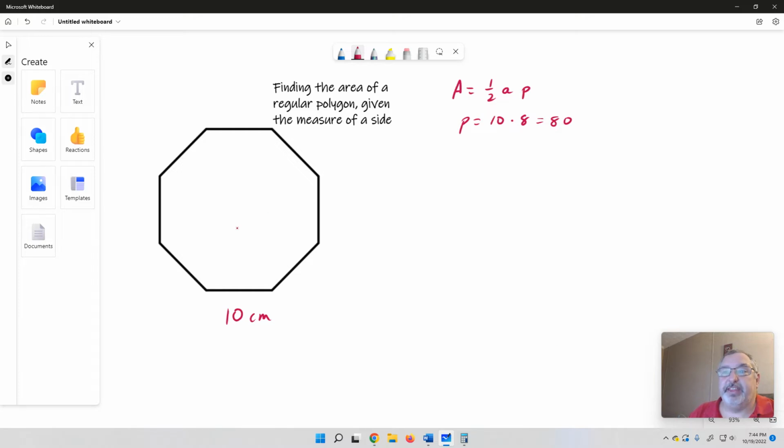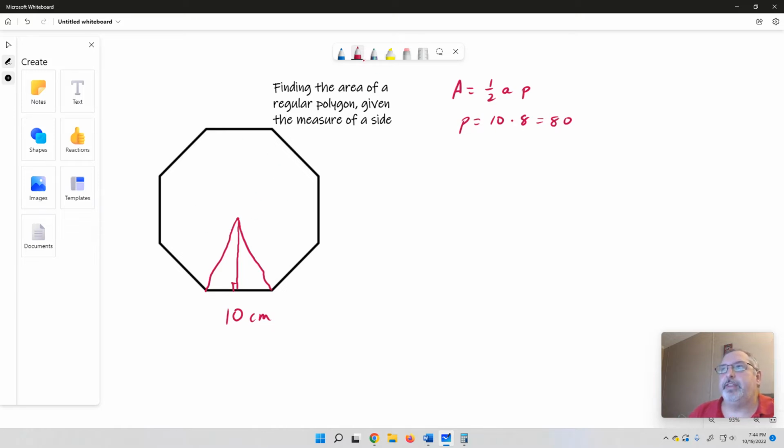Now I need to find the apothem. If you remember, the apothem is the distance from the center of the figure to the midpoint of one of the sides. It forms a right angle there. So that's why we're going to need to apply a trigonometric ratio, because we're going to end up with a right triangle to solve. Let's take a look. Remember, this could be split up into 8 triangles. We're going to focus on one.